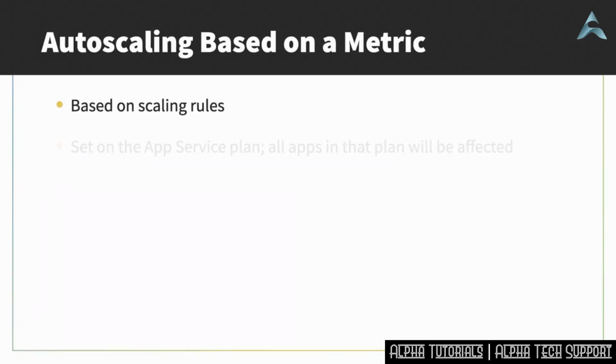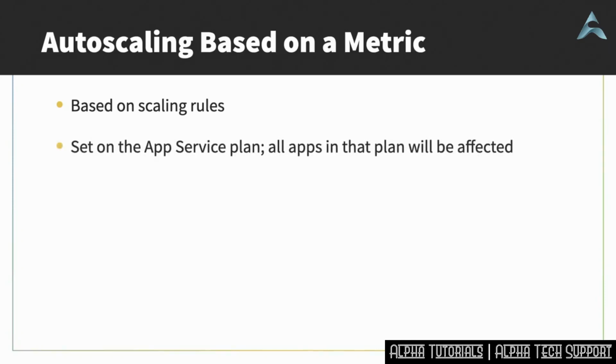Like I said, we set this up at the app service plan. So let's never forget, if you have several web apps running in the same app service plan, they are all going to be affected by this. So if you say, hey, this is going to grow to 4 instances, all the apps running there are now going to have 4 instances. So watch out for that.